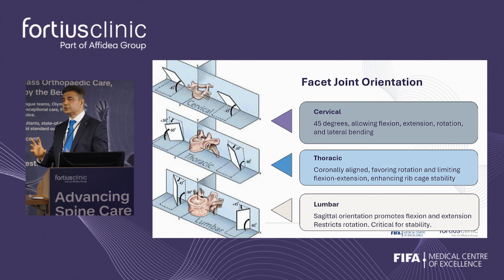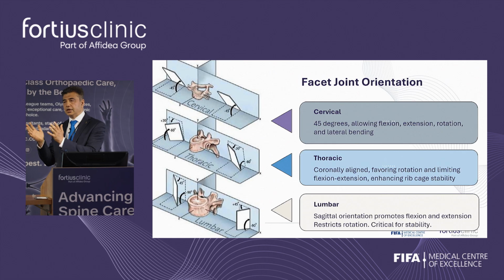The thoracic spine doesn't move much because it is supported by the rib cage. There are costovertebral joints, and on the front that is the sternum. So that protects the thoracic spine. That's why we get less thoracic injury as compared to the cervical or the lumbar spine.